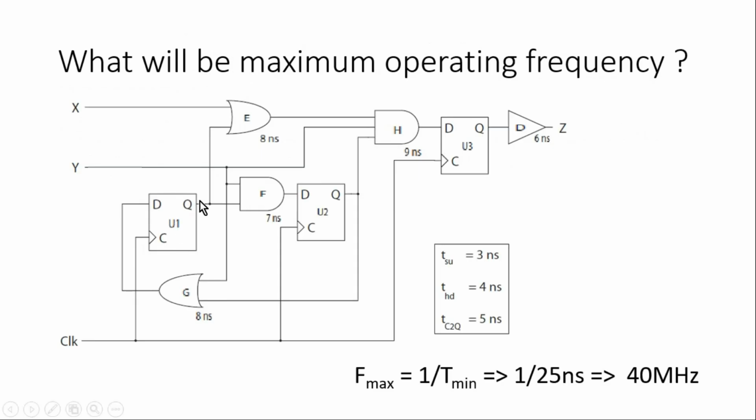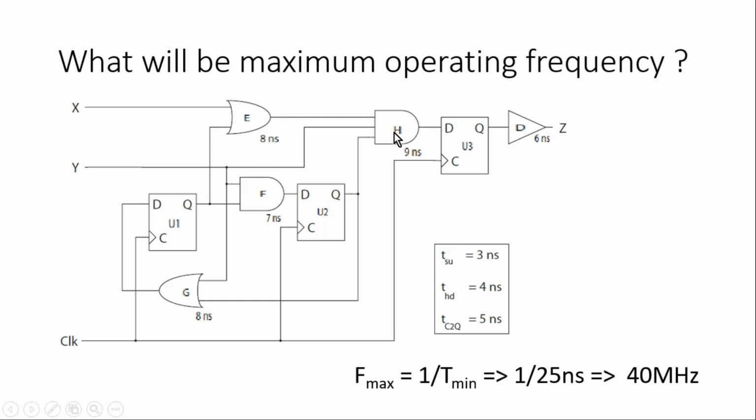Let us try to understand the functionality of this critical path. Let us assume that on nth clock edge, the value of D will be passed at the output of this flop U1. And it will take 5 nanoseconds to do so because TCQ is 5 nanosecond. And further, after 8 nanoseconds, the value will reach at the output of this OR gate E. We can say that 5 plus 8, 13 nanosecond. After 13 nanosecond from this nth clock edge, the value which was available at the input of U1 will reach at the output of OR gate E.